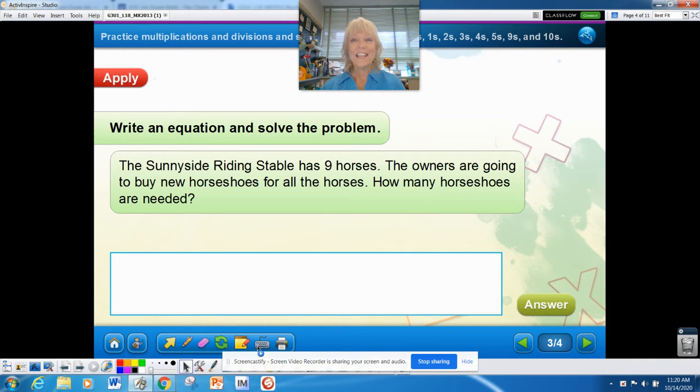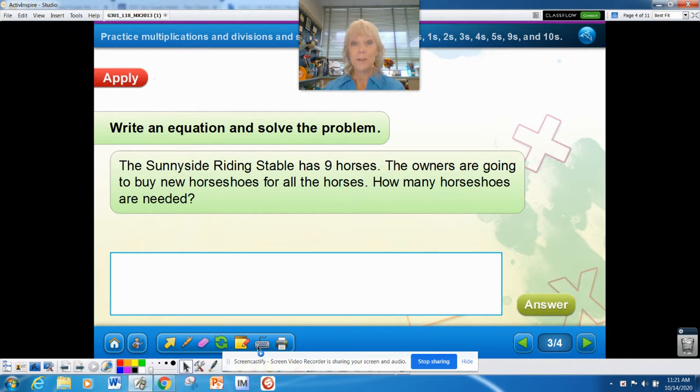Unit 1, Lesson 18. Okay, our focus for this lesson is we are going to be building fluency with multiplication and division word problems for the factors of 0, 1, 2, 3, 4, 5, 9s, and 10s. So I want you to remember your rules and your properties when we are dealing with 0.